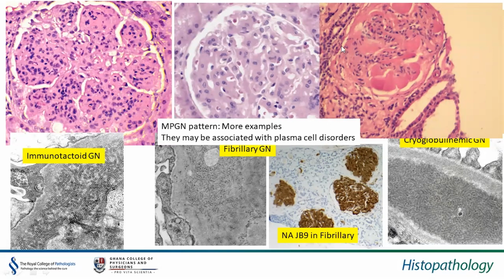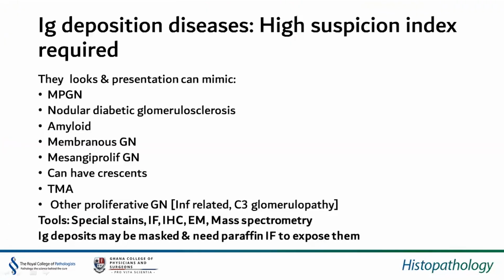But what we need to remember is that some of these, especially immunotactoid and cryoglobulinemic glomerulonephritis types 1 and 2, may be associated with a monoclonal plasma cell disorder. The fibrillary are more often polytypic in nature. They sometimes may be monotypic in nature. So all with MPGN pattern. So this is something we don't want to miss.